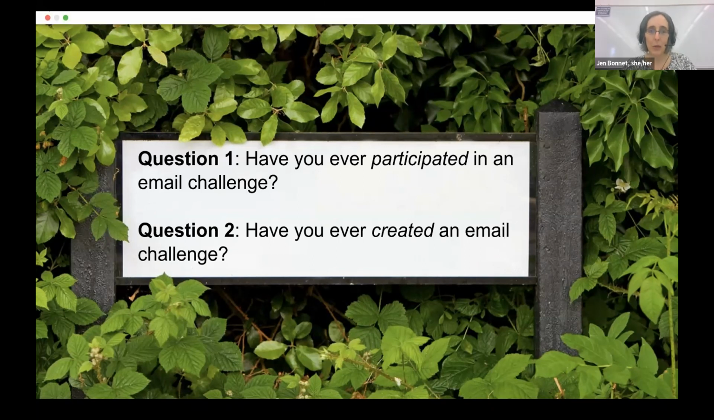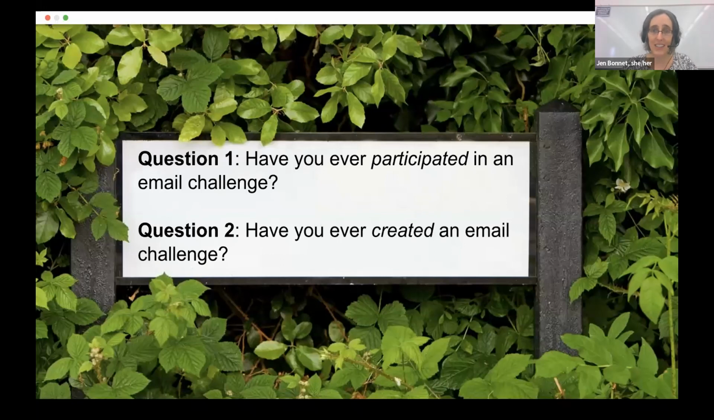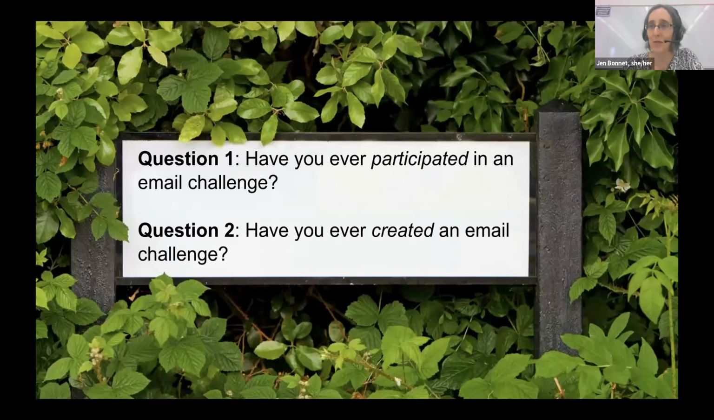Wow. Okay, looks like most people haven't, some aren't sure, but about a fifth of us, 6 of us, have participated in an email challenge before.